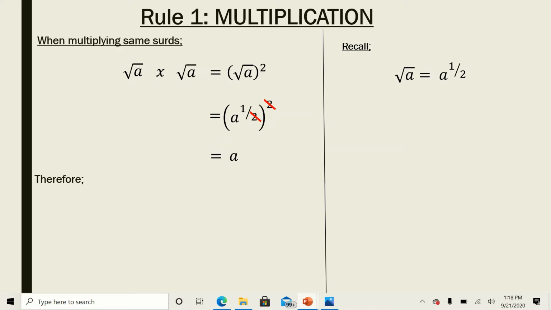This means that root A squared is equal to A. That means that root A times root A gives us A. So when multiplying two equal surds, your answer is the number inside the surd. For example, root 3 times root 3 is what? Can you guess that? It is 3. Alright, so this is how we multiply surds.